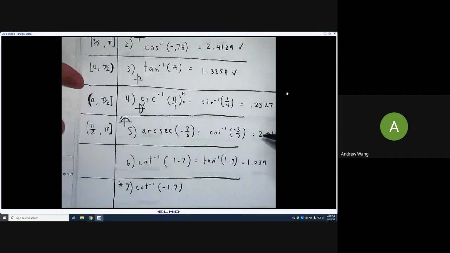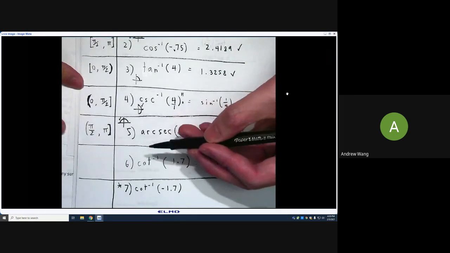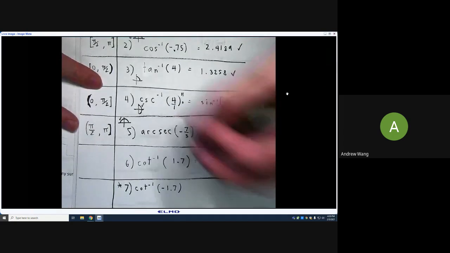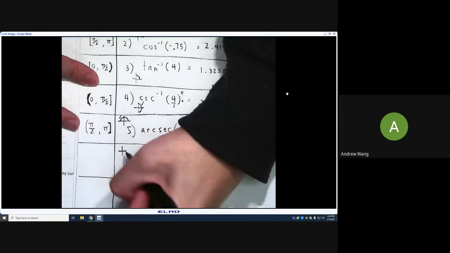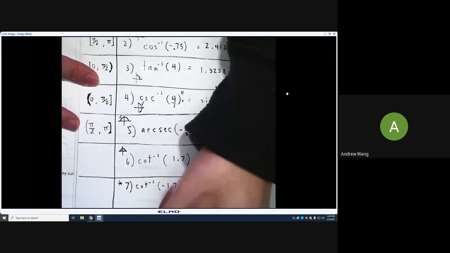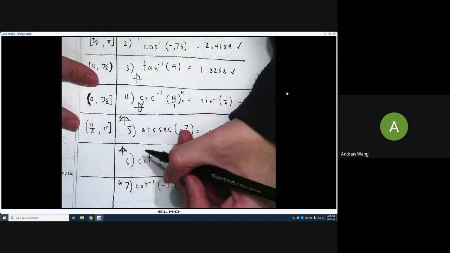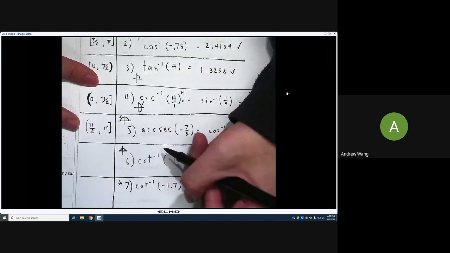Okay, now we get to cotangent. Now remember, cotangent is a weird one. Cotangent and tangent aren't actually in the same quadrant, or the same semicircle. We know that cotangents look like this, while tangents look like, well, we saw it earlier, tangents are on the side. So you can see that there's actually going to be a mismatch.